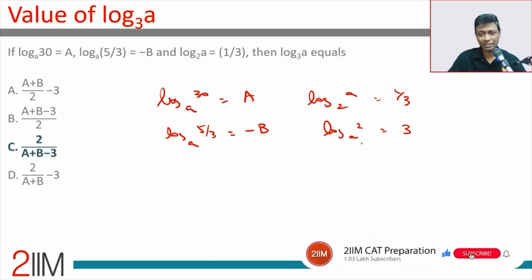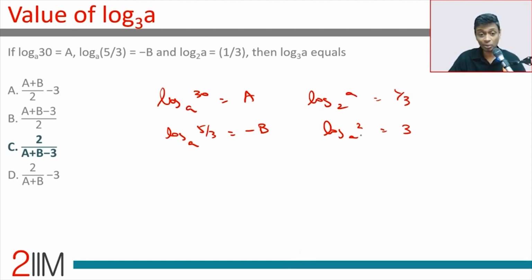And so we have the links: 30 to a, 5 by 3 to a, and 2 to a. We want to find log a to the base 3. If we find log 3 to the base a, we are through. We know the link between a and 2. We need to find the link between a and 3, and if we can find the link between 2 and 3, we may be through. One look at the choices tells us that a plus b is involved everywhere, so there's something to go from there as well.